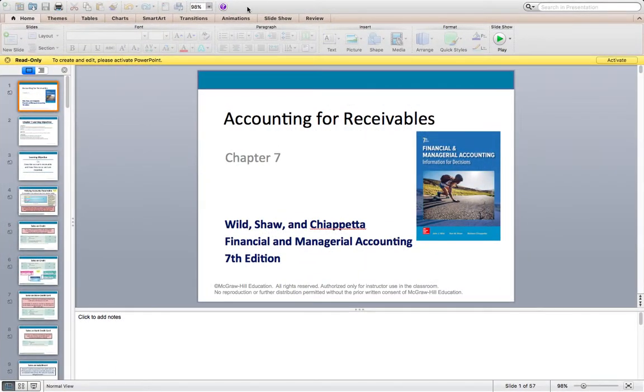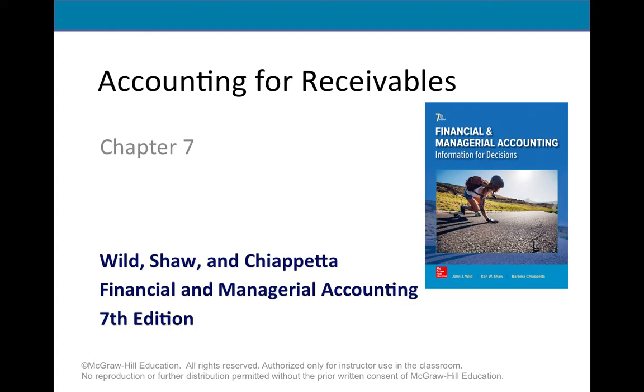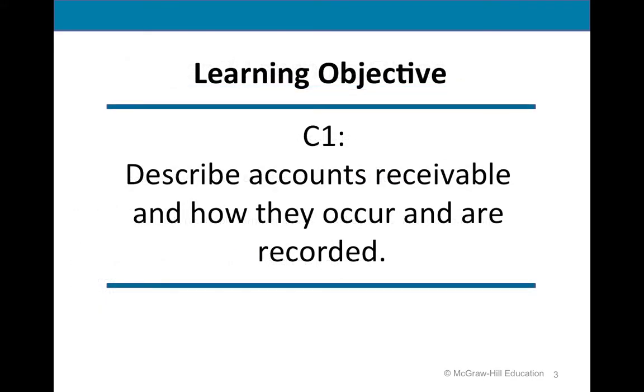Today we're starting with Chapter 7. All right, accounting for receivables. We talked a little bit about receivables in the first few weeks. Today we'll talk a little more detail about them. All right, let's start out to remind you what a receivable is and how they occur and are recorded.